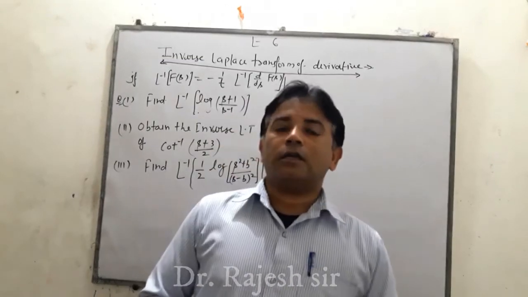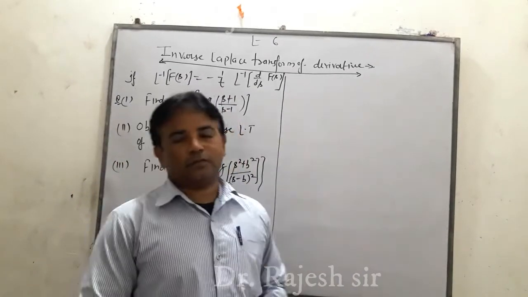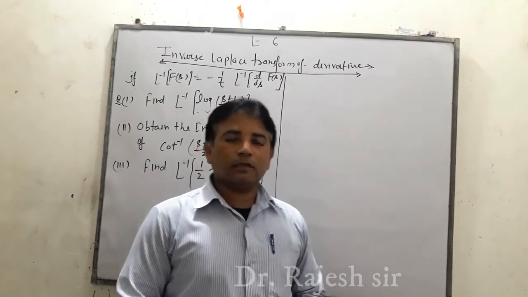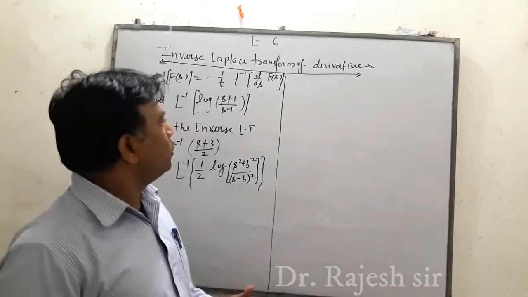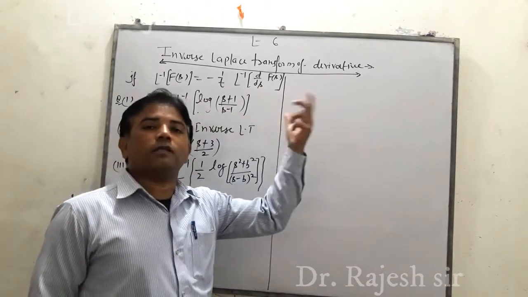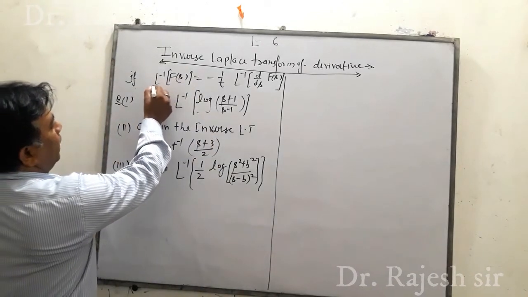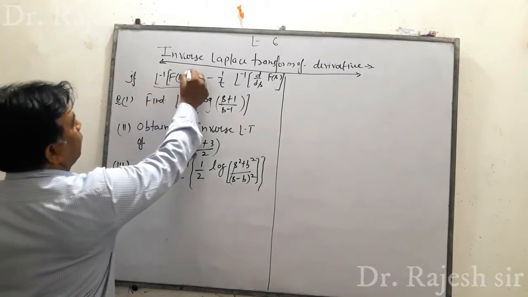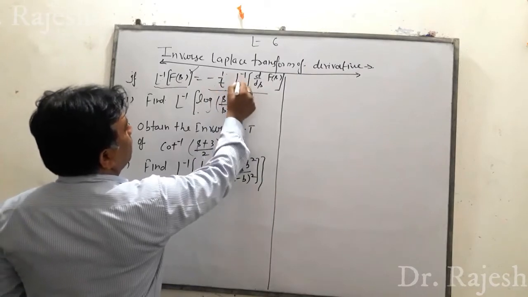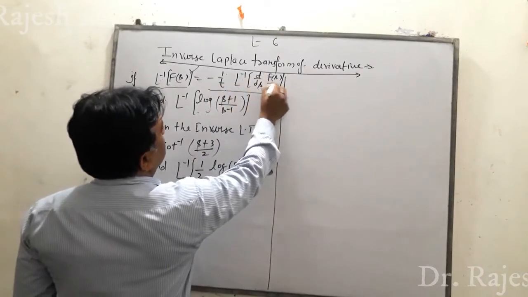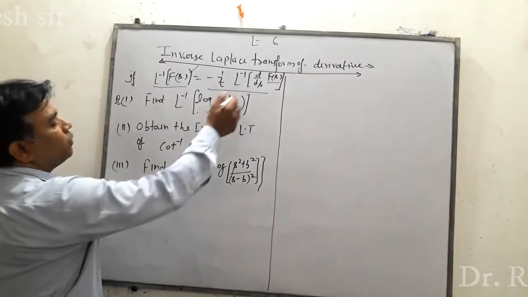Why do we use the derivative method? Let's start and understand why we need this method. We find the inverse Laplace transform. You can see: the inverse Laplace of F(s) equals minus 1 by t times the inverse Laplace of d over ds of F(s). With the help of the derivative, we find the inverse Laplace transform of this.